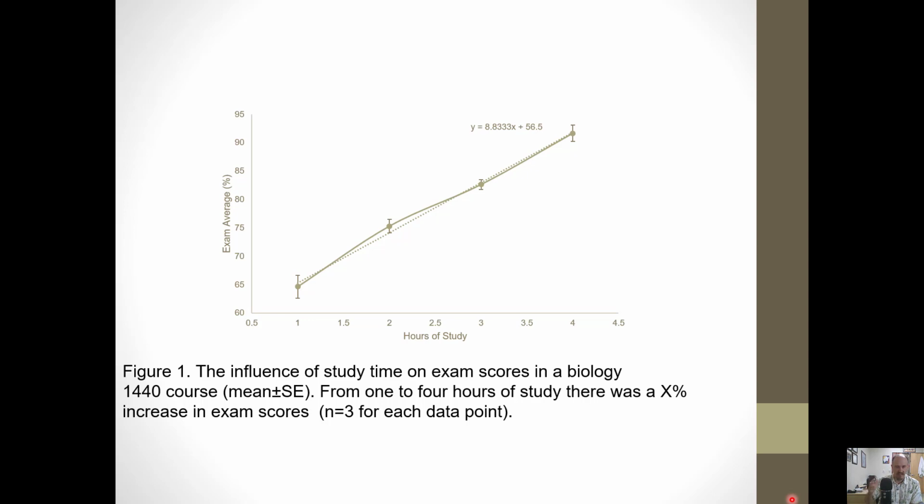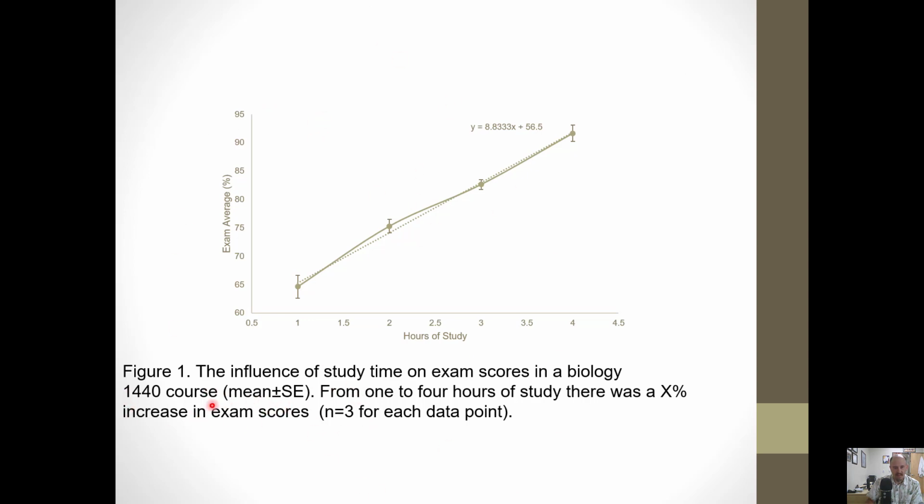Now what is this telling us? The first part here is the title. So the influence of study time on biology scores. There's information there telling me what this graph is showing me. Notice there is no title up above the graph, okay? So this whole thing is a figure. This part is the graph. This part is the caption.